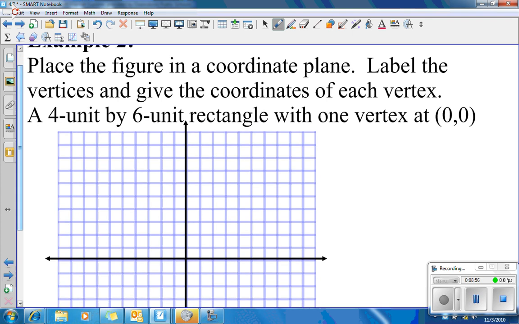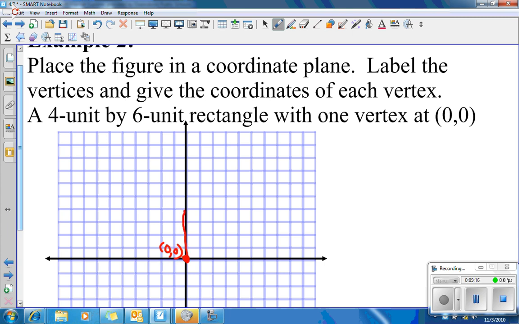All right, so we have a rectangle. It's a 4 by 6, and one of the vertices is at 0, 0. All right, so I have to start at 0, 0. Then I have a 4 by 6 unit. Well, do I go up by 4 or up by 6? It does not matter. But yes, she said up by 4, so we go up by 4.